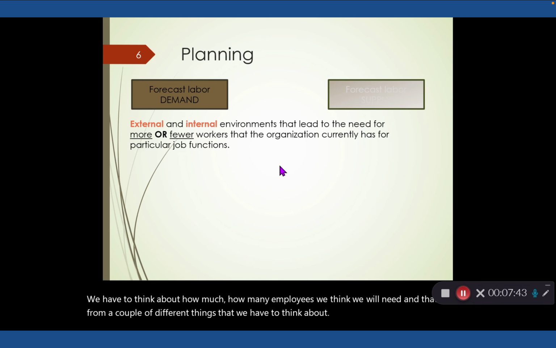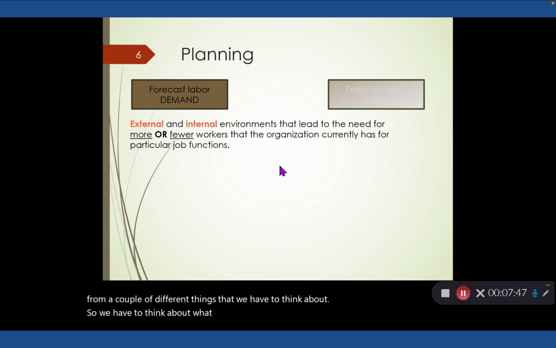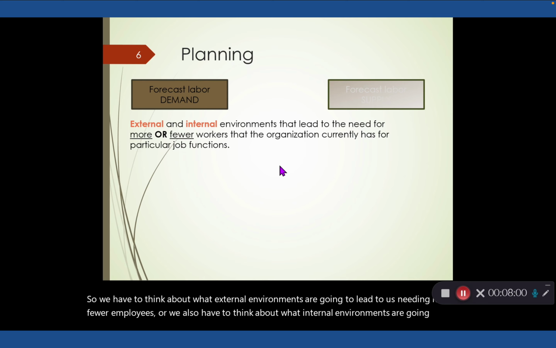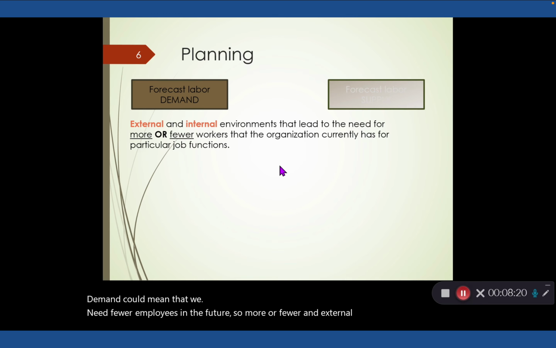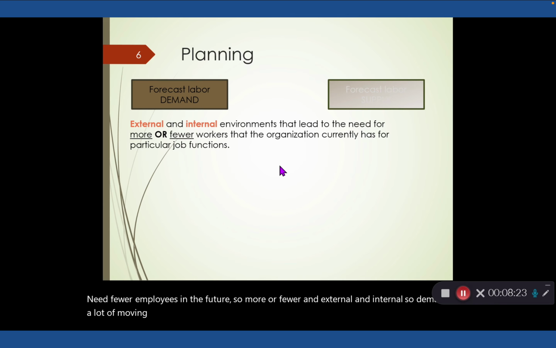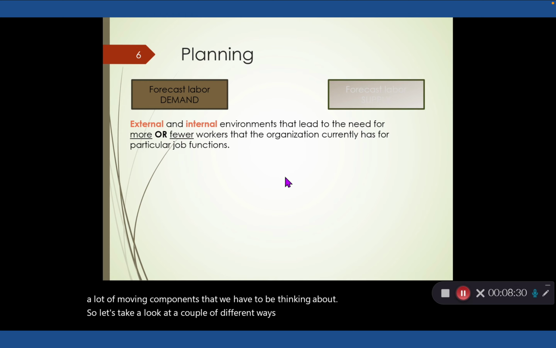So we have to think about what external environments are going to lead to us needing more or fewer employees, and we also have to think about what internal environments are going to lead us to needing more or fewer employees, right? So demand is not just that we need more employees; demand could mean that we need fewer employees in the future. So more or fewer, and external and internal. Demand has a lot of moving components that we have to be thinking about. So let's take a look at a couple of different ways that we can conceptualize this.